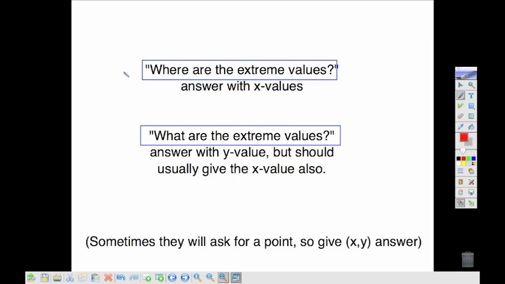Now sometimes the question will ask where are the extreme values, which means they just want you to answer with the x values. And other times they ask what are the extreme values, which means they probably want the y value, but you should probably give the x value also. Sometimes they'll directly ask for a point, so just give the xy answer.